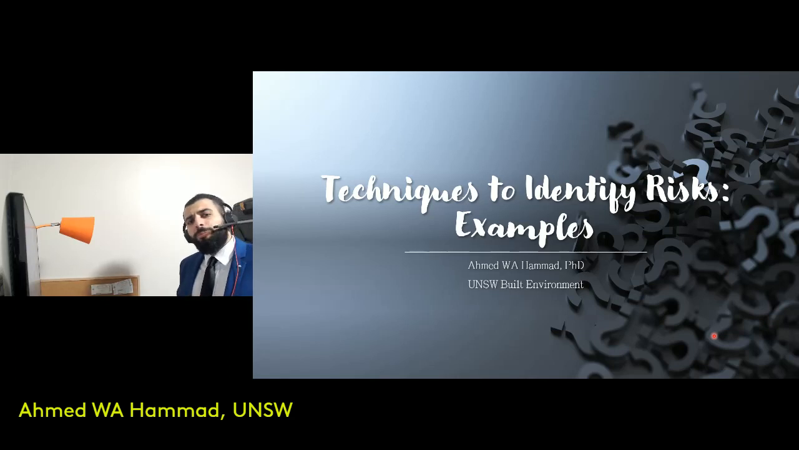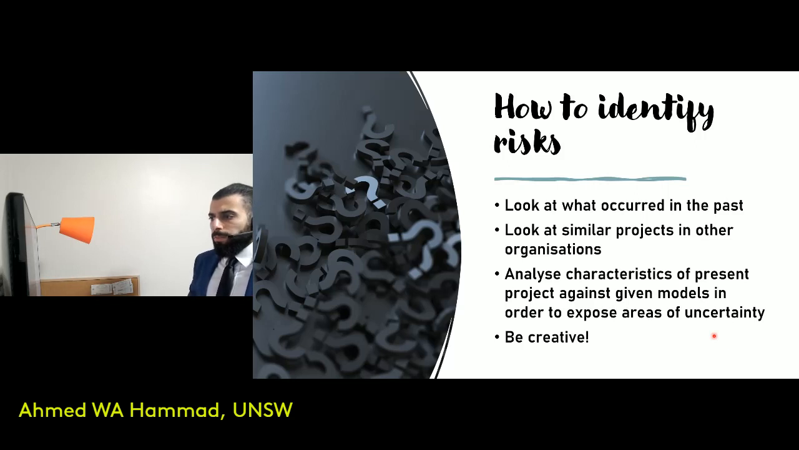Let's have a look at some techniques that we would use to identify risks. So one aspect that you would consider is looking at previous projects. If you've got a historical database, you'd look at what happened in the past, and based on that, you'd figure out what possible risks are likely to occur in the future. If you don't have that option, you'd look at similar projects.